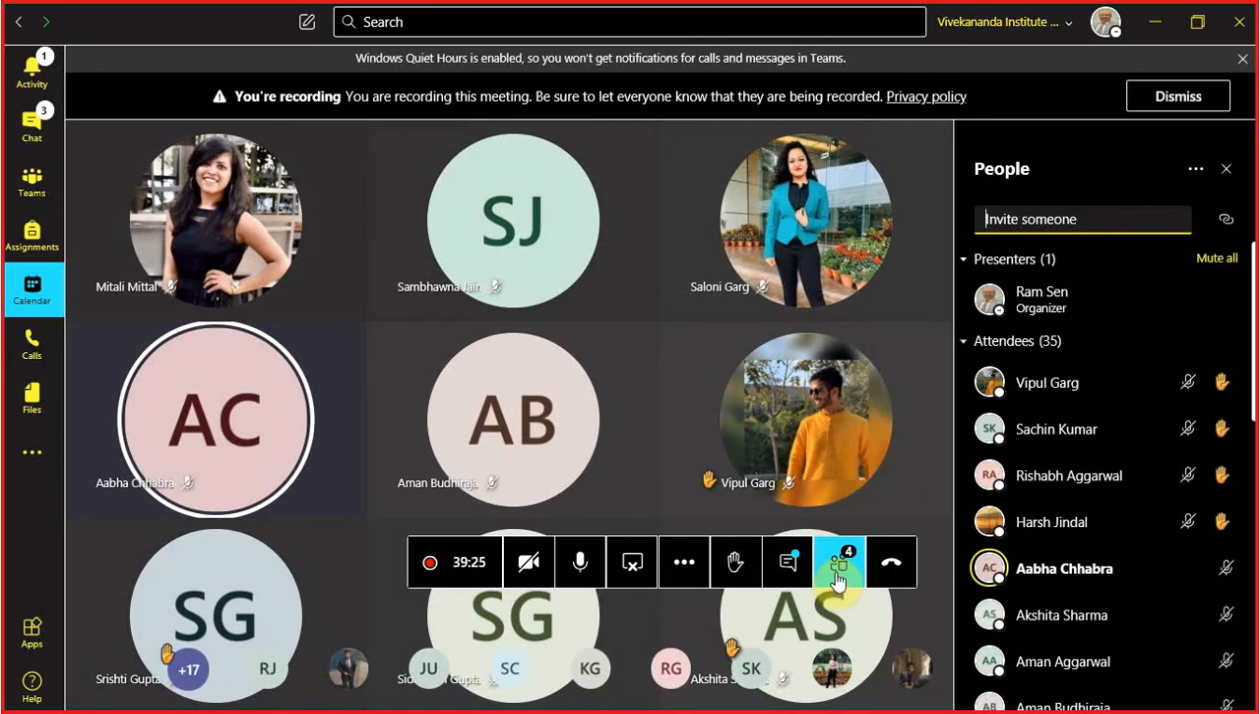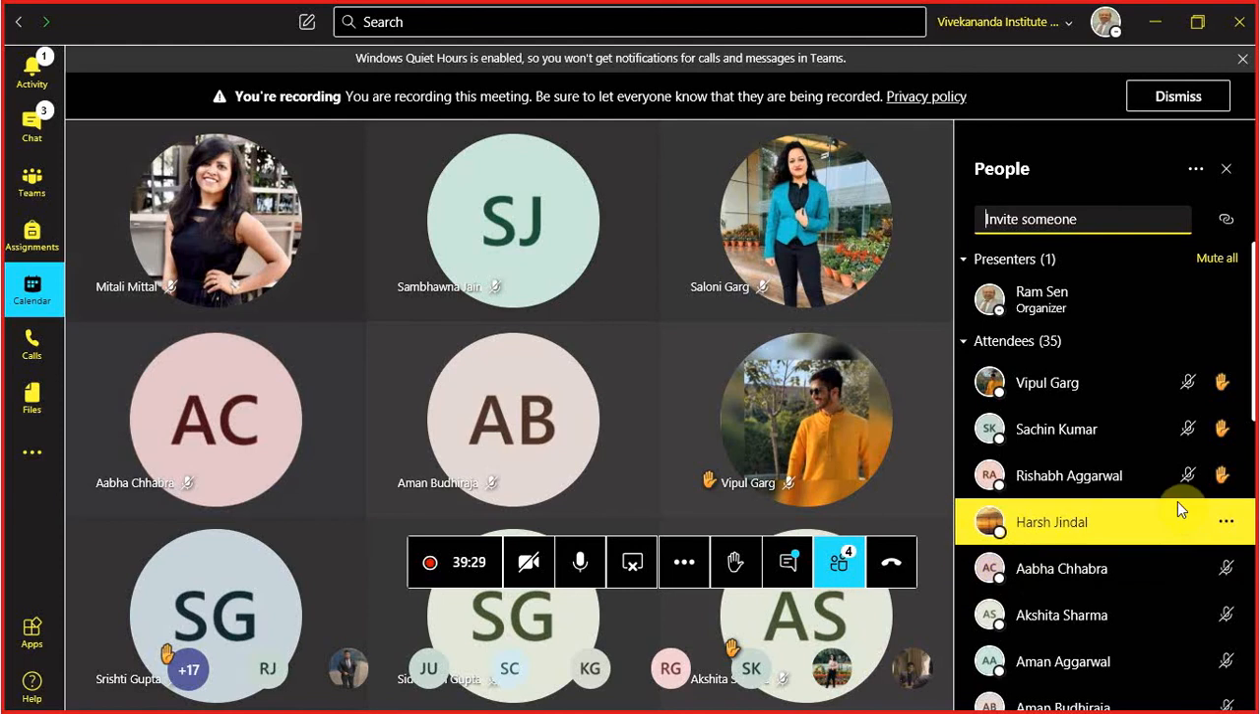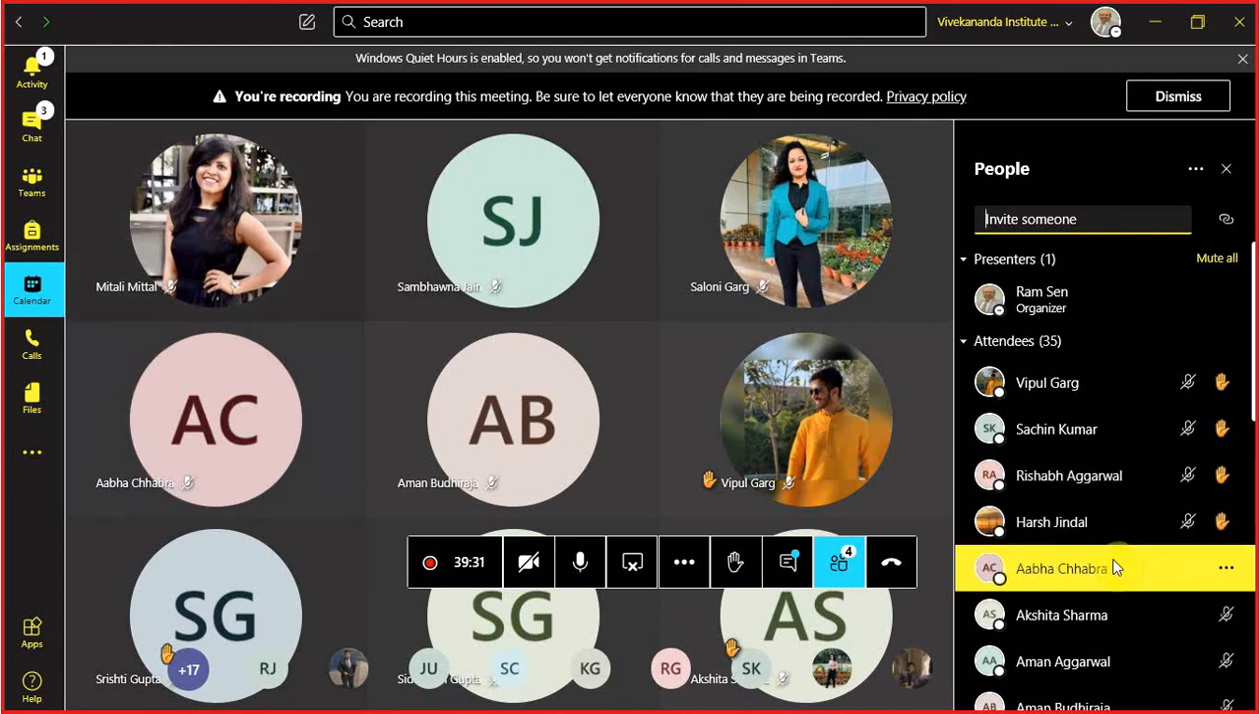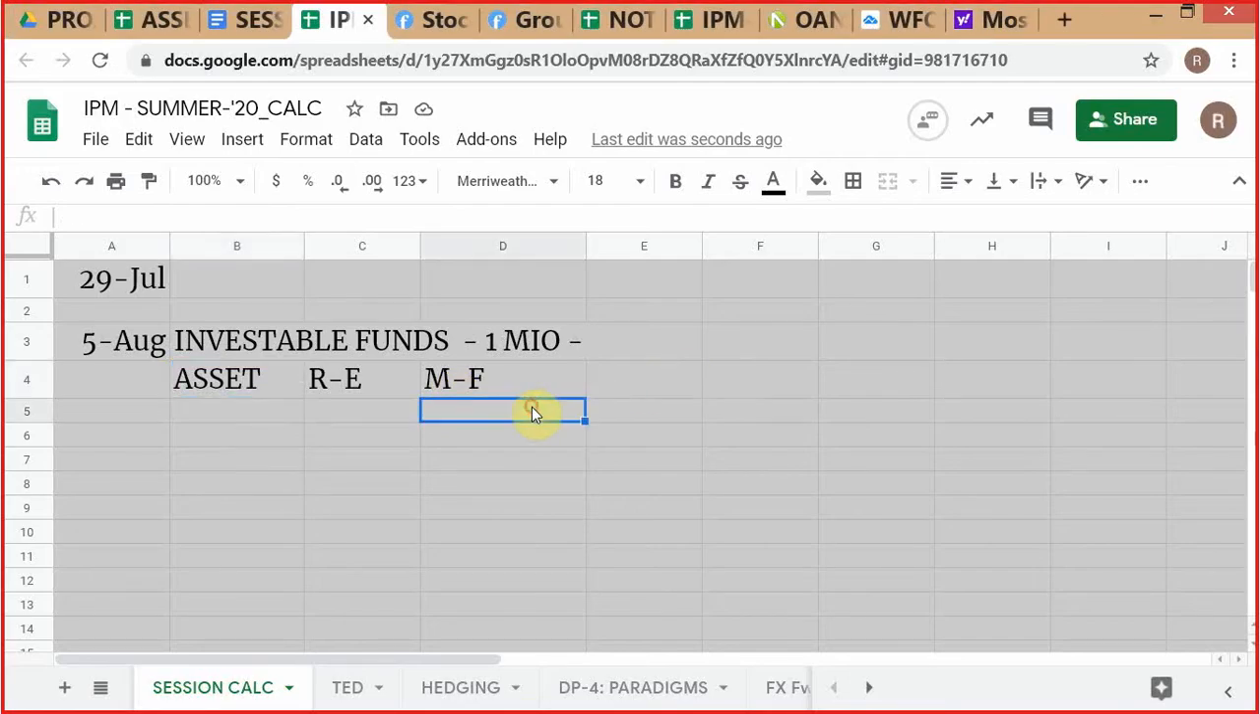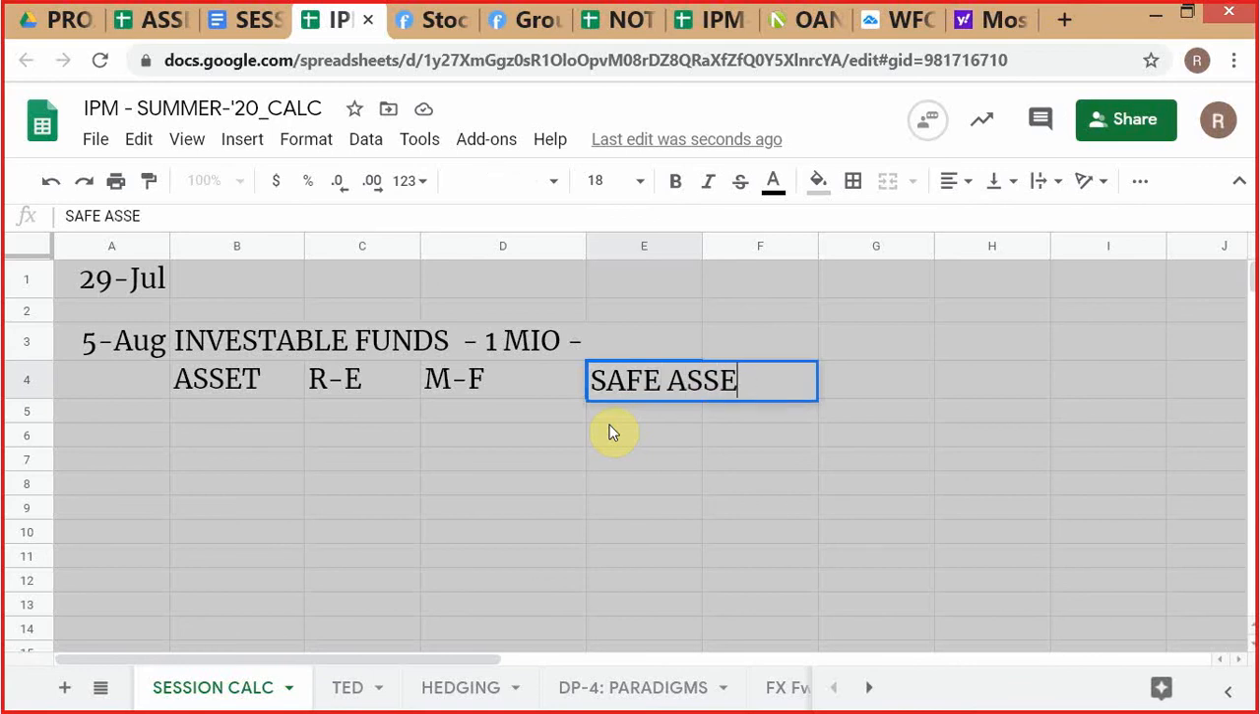All right. We have a lot of people with their hands raised, so I should ask all these people. Okay, let's ask Harsh. Yes, Harsh, what is your point? Sir, if I have $1 million, in that case, first I will invest in government savings schemes that are provided by the post office. Okay, so you're talking about safe assets. Yes, sir. Okay. Safe assets first.